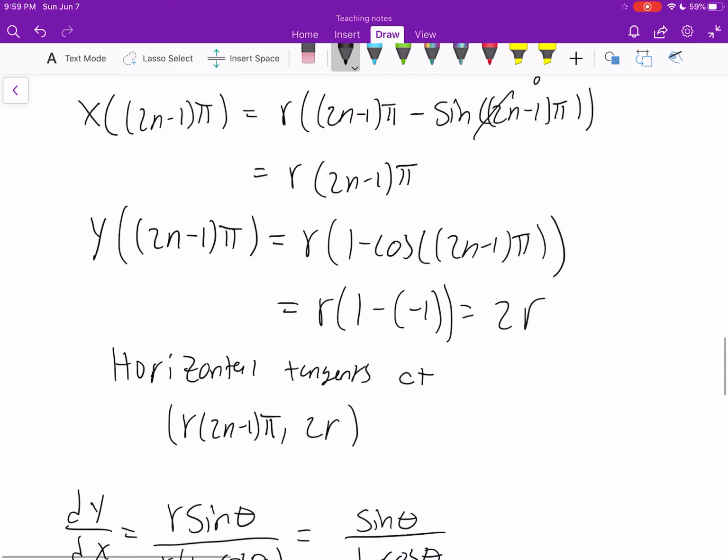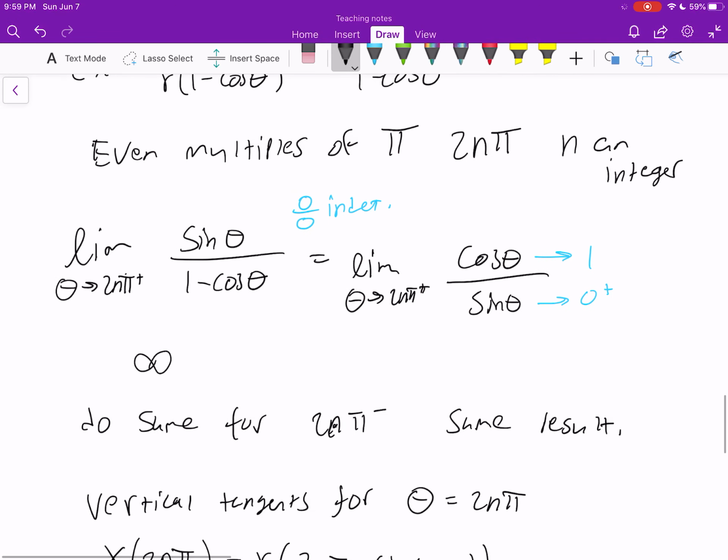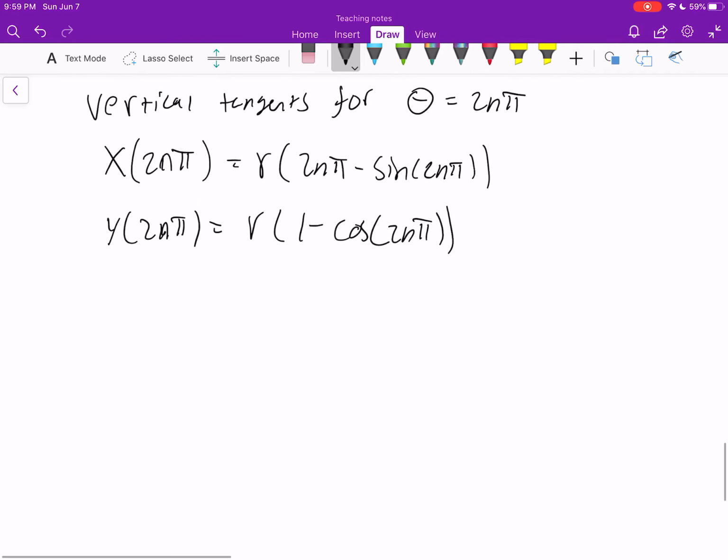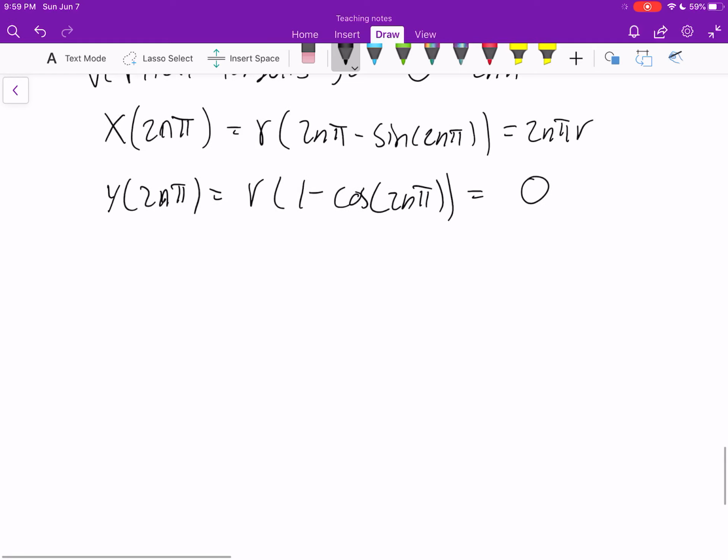Let me make sure that these are all right. I'm worried about screwing up one of these derivatives. The derivative looks almost the same as the original equations, so I don't think I've screwed anything up so far. Everything's fine. Sine of 2n pi is 0, an even multiple of pi, so this is 2n pi times r. Cosine of 2n pi is 1, so y is equal to 0. So the points where I have a vertical tangent line are at 2n pi times r, comma 0.